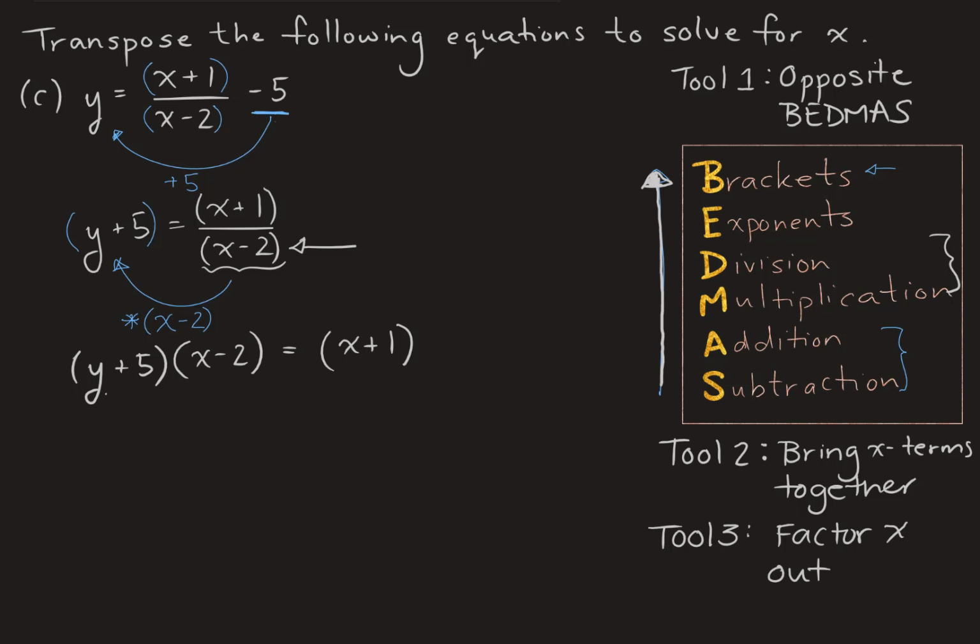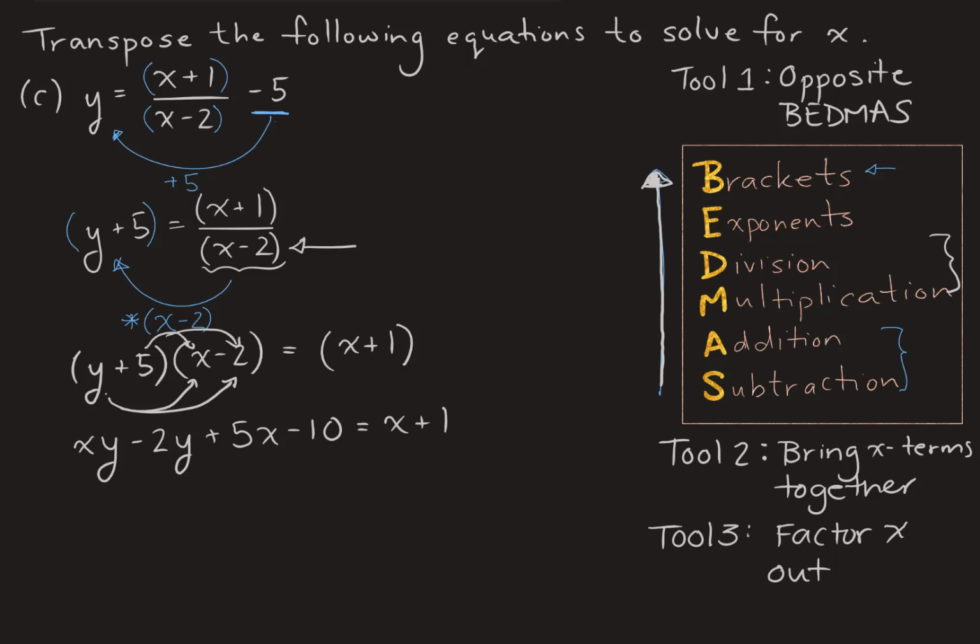So now I'm going to bring my x terms together, but it's not so easy this time. I'm going to have to multiply out these brackets. So first I'll deal with the y term, and I get xy minus 2y, and then I'm going to deal with the 5, plus 5x minus 2 times 5 is 10, is equal to x plus 1.